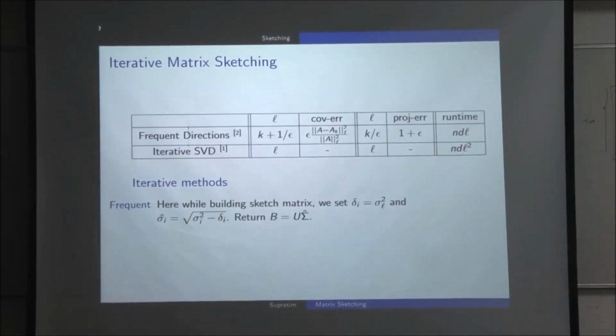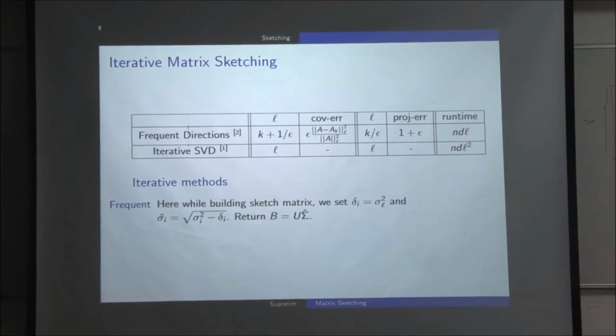So now a few other sketching methods. One is frequent directions. Over here, to get a covariance error, we need to set L equal to k plus 1 by epsilon. So let me tell you the algorithm that they use in frequent directions. In here, instead of setting delta I to be the median of the singular values, we set delta I to be the last singular value that we have, and the shrink operation is as it is, and we return the sketch matrix to be B times U sigma hat.